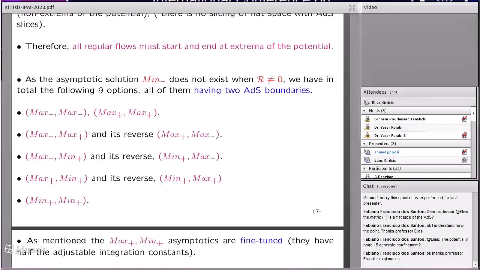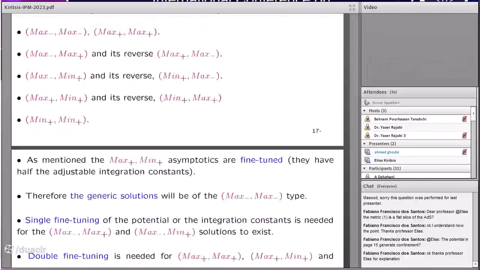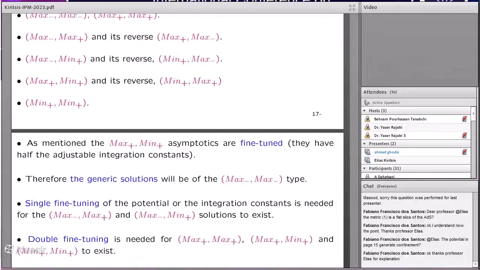Now, this is the only one that's not tuned, and therefore my generic solution will be here. All of these contain always max minus, so this is not tuned, but the other point is tuned. So these will be codimension 1 in the space of solutions. And then I have this and this, which are codimension 2, because they are tuned both at the initial point and the final point. And in fact, we will see that all of these solutions, we will find them.